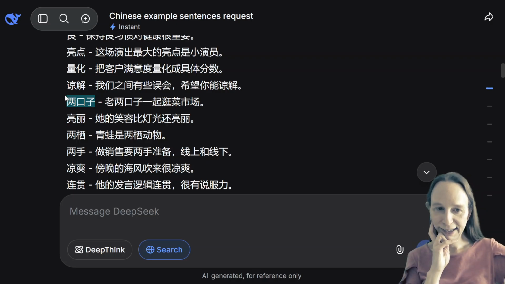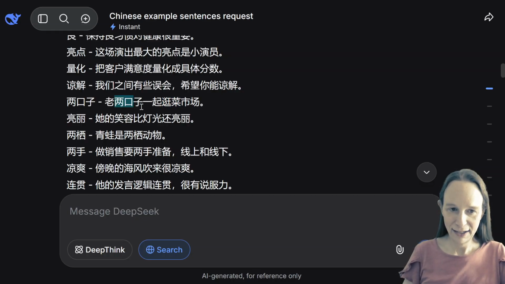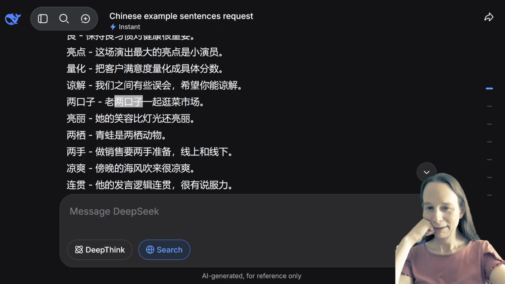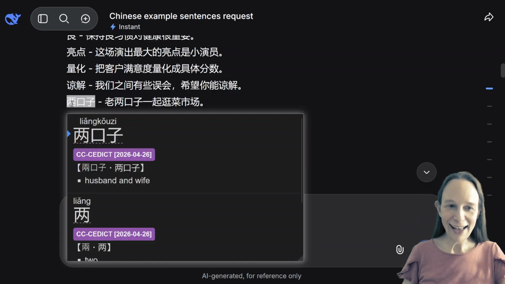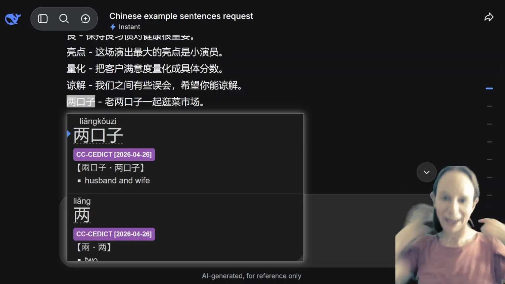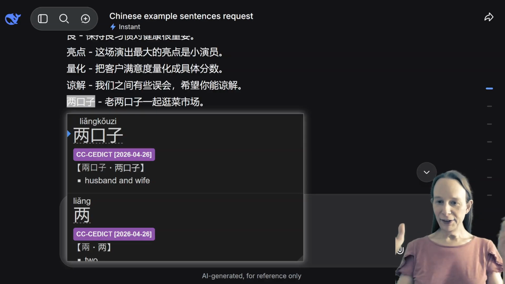两口子 two mouths. I don't know. 他们老两口子一起逛菜市场。Two mouths. Is it like bosom buddies? I got nothing. Husband and wife. Oh, okay, more than bosom buddies. They're husband and wife.